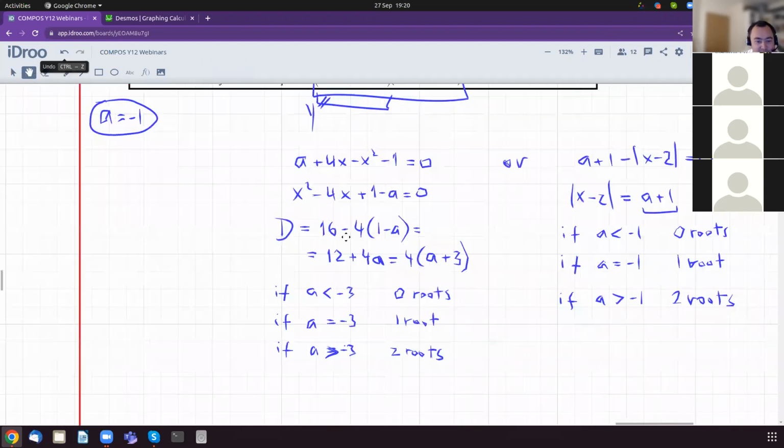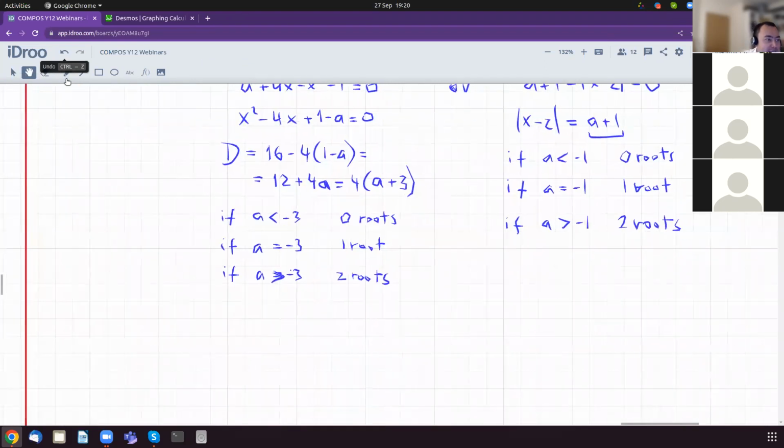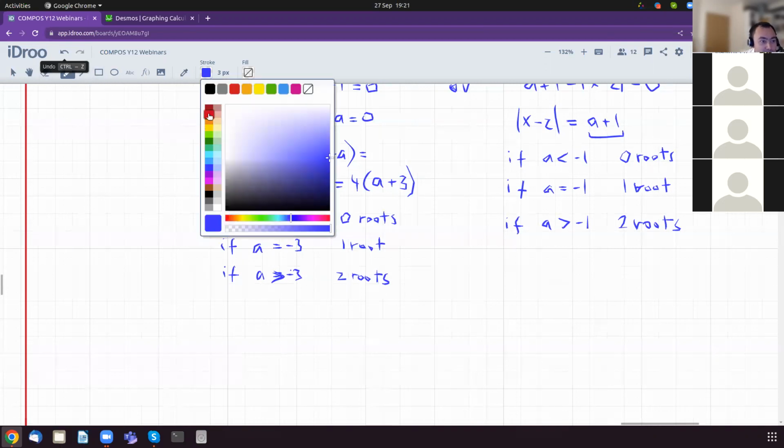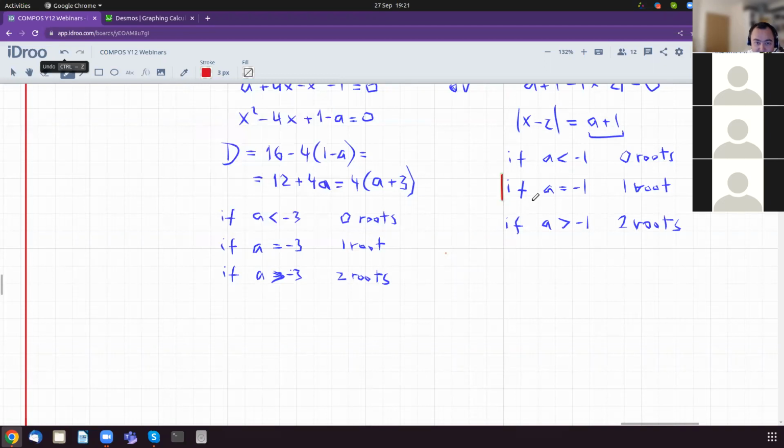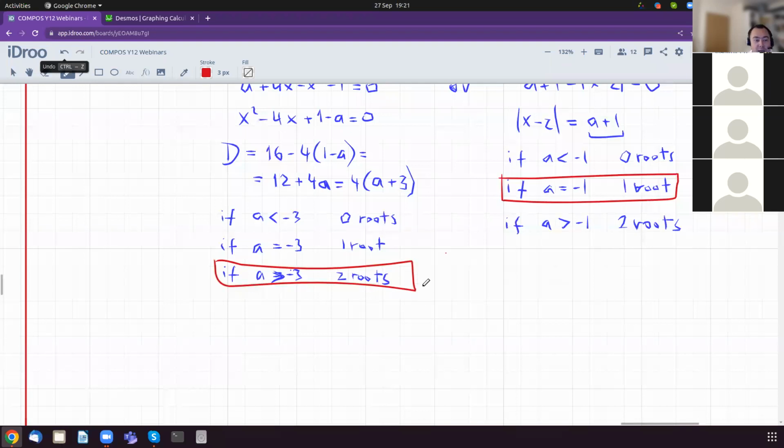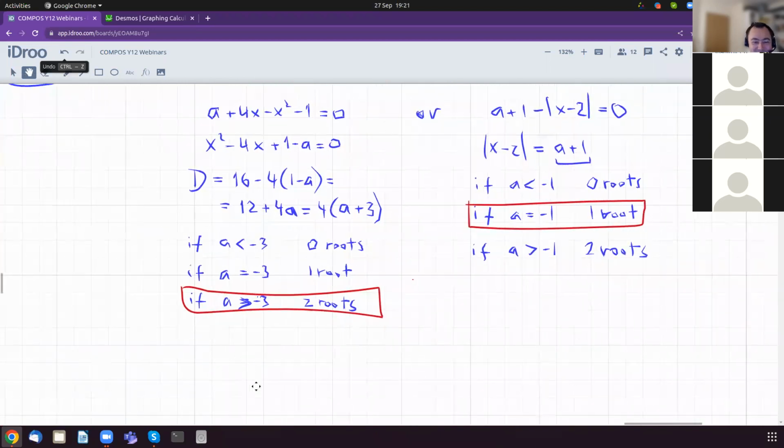So from here, you can already see that in order for them to have 3 solutions, you need to have 1 solution and 2 solutions. And the only place where it is possible is where a equals -1. It has 1 root here, and it has 2 roots here. So when a is -1, as long as you don't have equal roots.